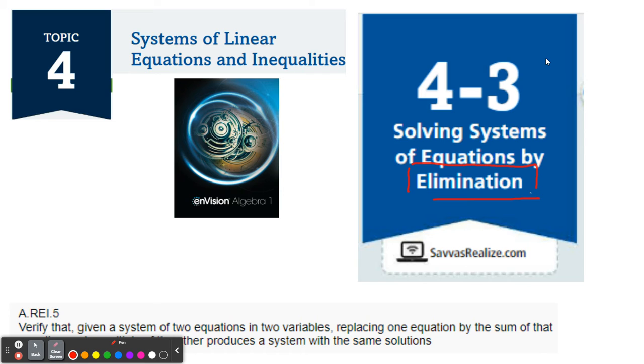Elimination is a big fancy word for getting rid of x or getting rid of y. We're going to eliminate it. In substitution, we got rid of an x or y by doing substitution. Well, in elimination, we're going to do something called linear combinations, where you add two equations together. So let's go for it.